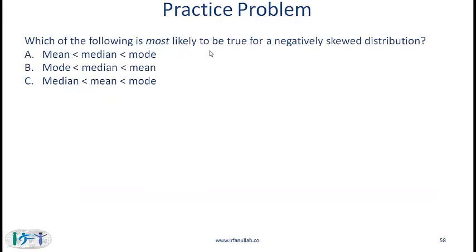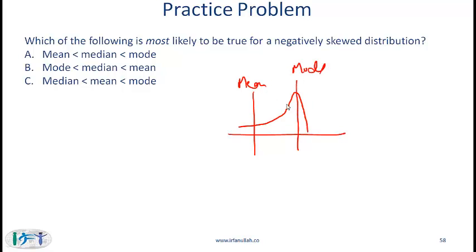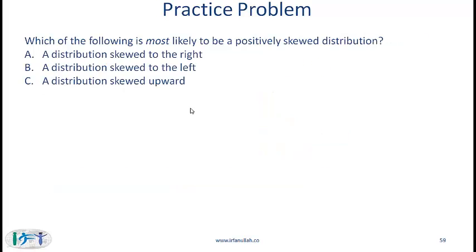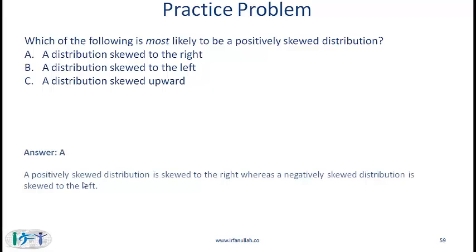Which of the following is most likely to be true for a negatively skewed distribution? And we just saw this. In a negative skew, you have a relationship like this, where the mean is pulled out to the left, the mode is over here, and the median is in the middle. So you will have a situation where the mean is less than the median, which is less than the mode. Now try this one. The correct answer is A.